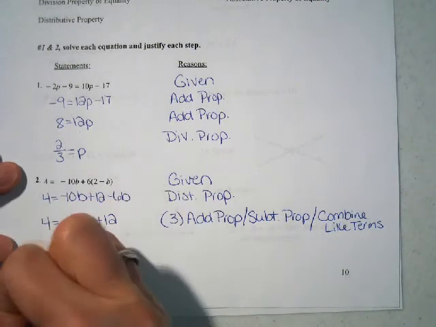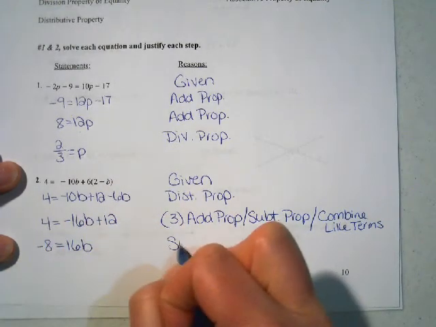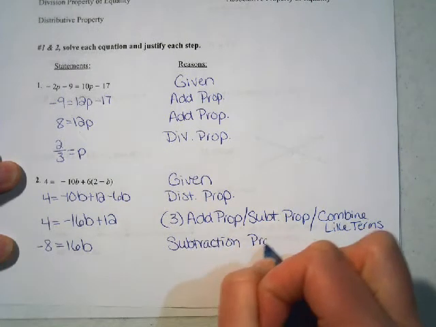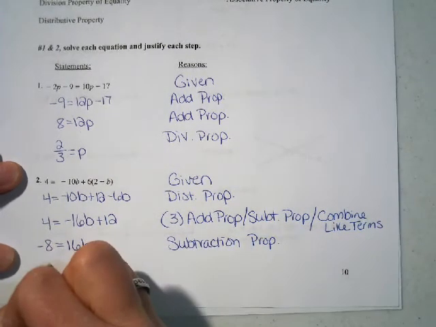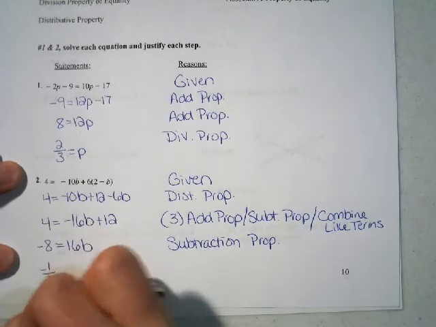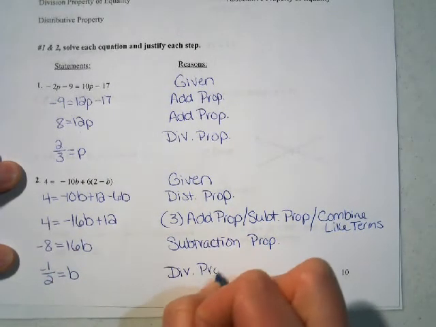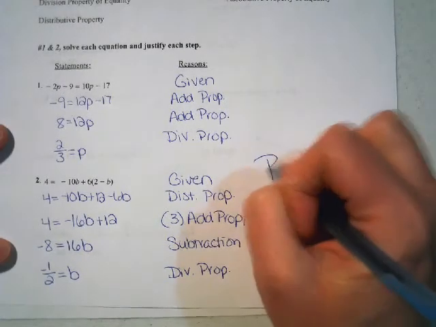Okay, now I'm going to move the 12 over. And so if I go 4 minus 12, I get negative 8. So I subtracted. So it's a subtraction property. Now I'm going to divide off the 16. So negative 8 divided by 16 is negative half. So that's the division property.